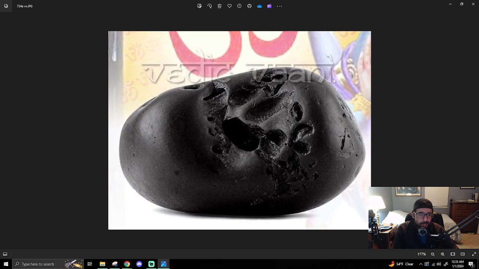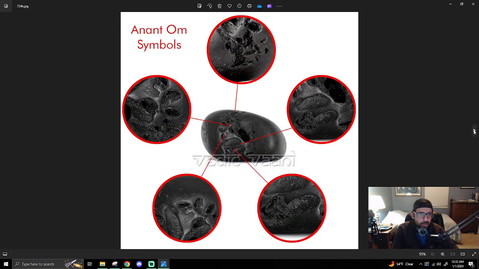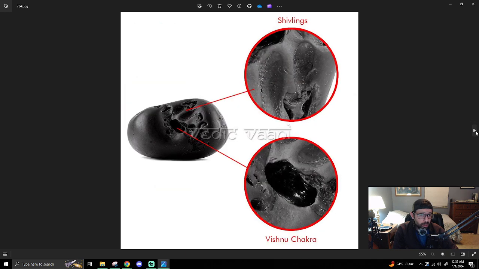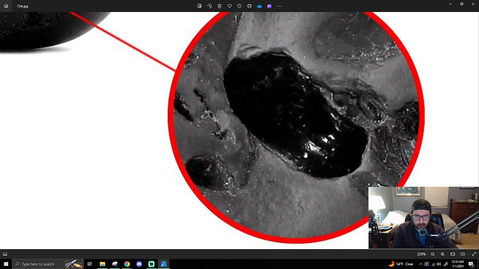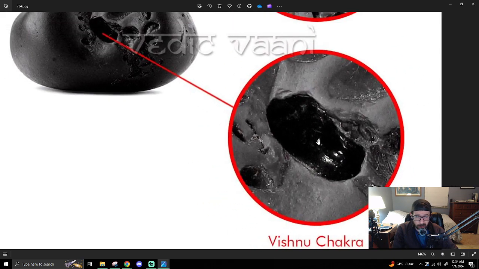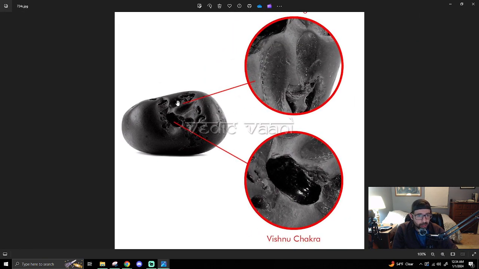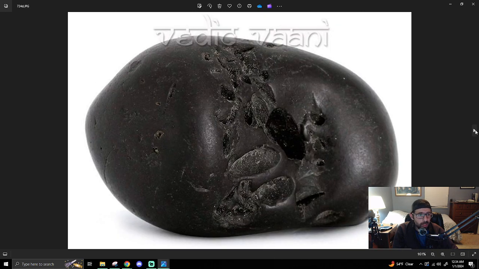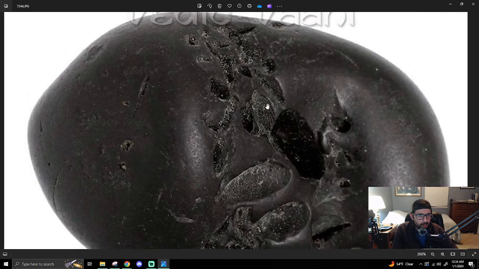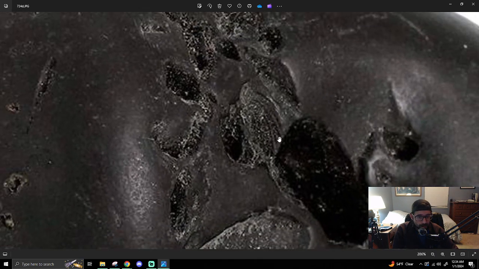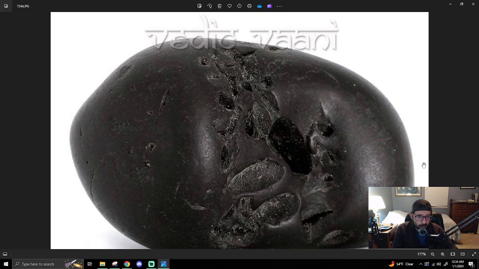Another one from Vedic Vanni. A bunch of features. Let's just go through it. Not Om symbols. So they said these are Om symbols. It's kind of interesting. So there, in that window is this. Clear as day, there's some chakras there. And over here is that. Kind of see linear things there. That's where the chakras are, I guess.